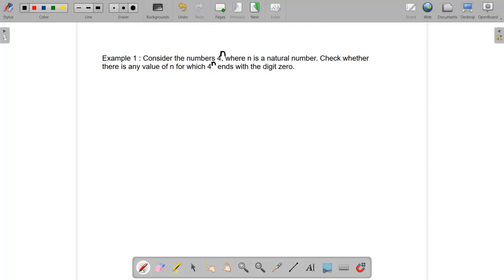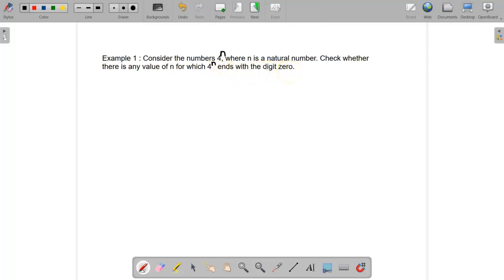Example 1. Consider the numbers 4 power n, where n is a natural number. Check whether there is any value of n for which 4 power n ends with the digit 0. So they have given that first of all n is a natural number. Natural number means 1, 2, 3 and so on. So we have to check whether any value of n for which 4 power n ends with the digit 0.